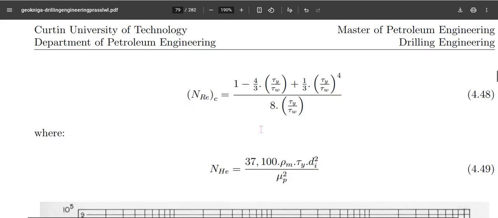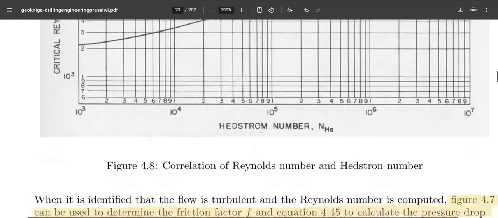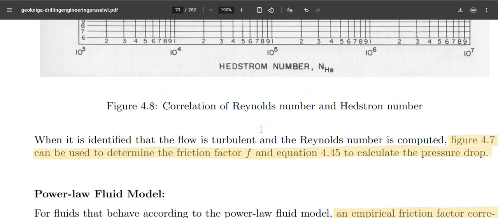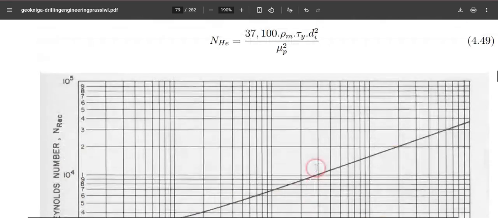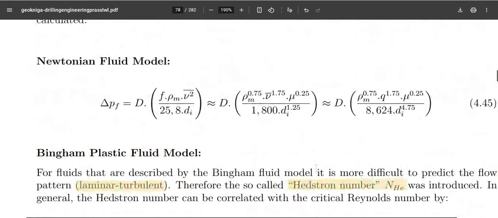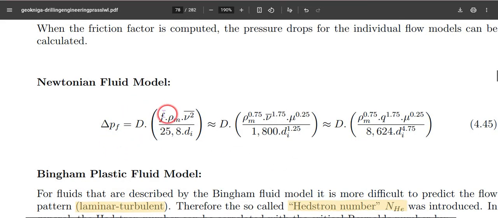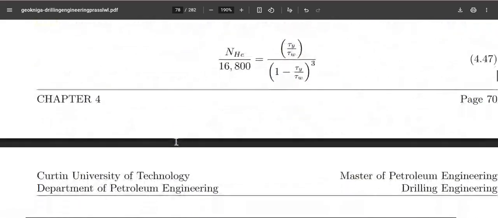So once we identify the flow regime, laminar or turbulent, based on the above equations and the chart, then we can compute the friction factor. Once the friction factor is computed using 4.43, 4.45, as mentioned earlier, can be utilized. The friction factor can then be substituted to compute the pressure drop for the Bingham plastic fluid model.